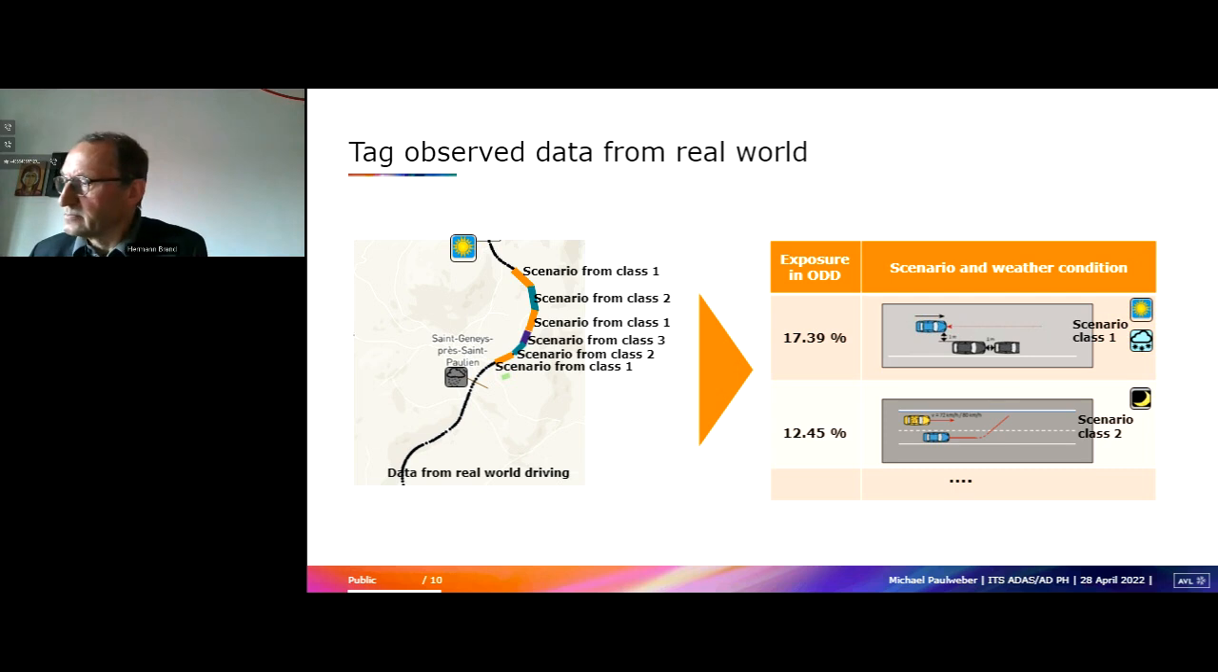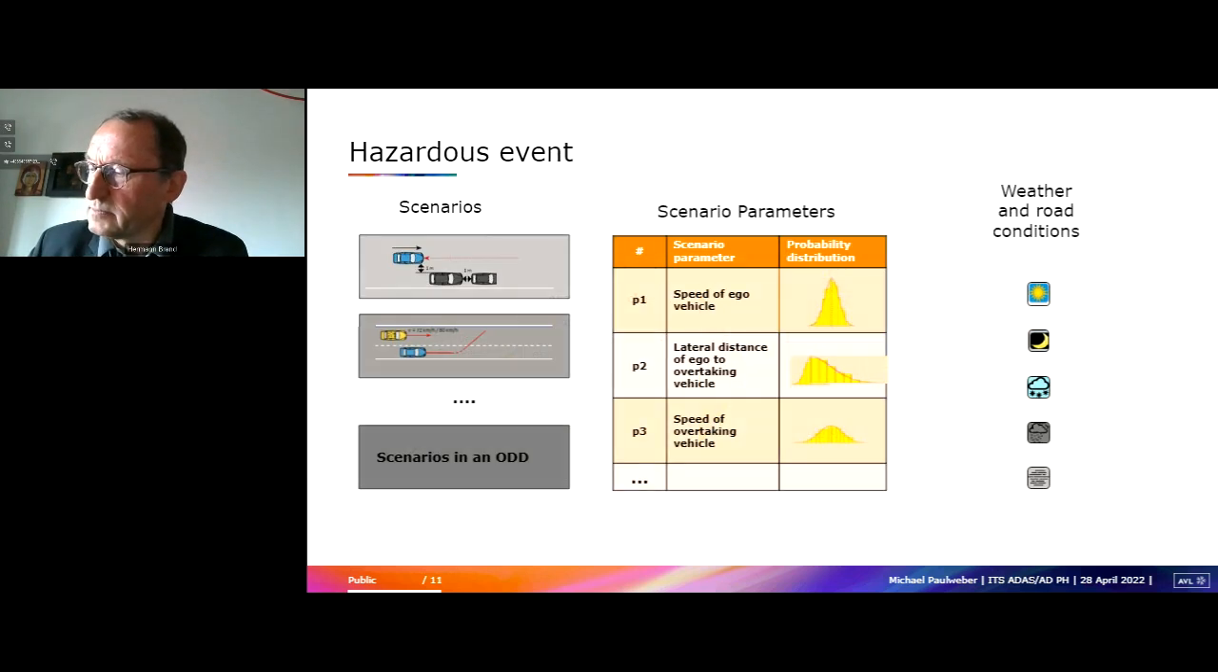It's described. There exists a number of different approaches to how to classify them. One is from the Pegasus initiative in Germany, the other one is the StreetWise activity. There are others going on in the US to have this. And you also define the scenario parameters and these probability density functions of the different parameters.